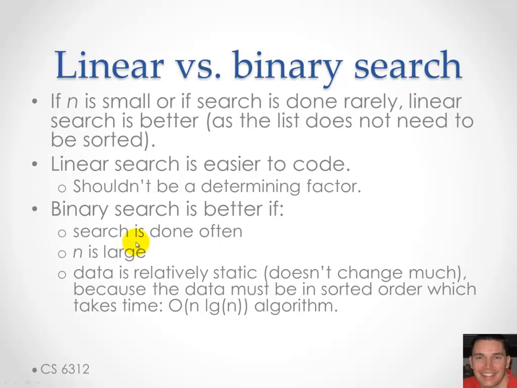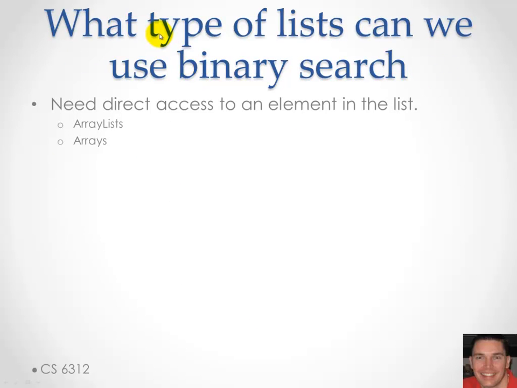The binary search is better if we have to do a lot of searching, if n is really, really large, and the data is relatively static. Because if the data changes, for the binary search to work, we've got to come in and resort the list. It does take significant time to sort a list. It's actually a big O of n times log n algorithm, which is greater than a big O of n algorithm.